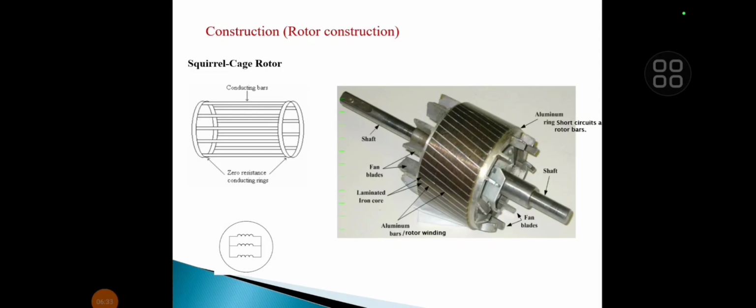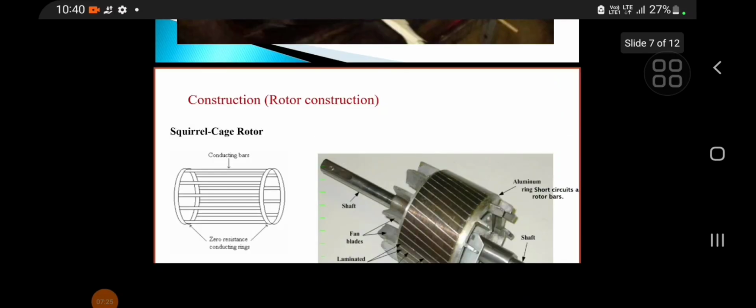Now construction of rotor. There are two types of rotors used in induction motor. One is squirrel cage rotor and another is slip ring rotor. The squirrel cage rotor, why is it called squirrel cage rotor? Because the construction of this rotor is like a squirrel cage. Okay.